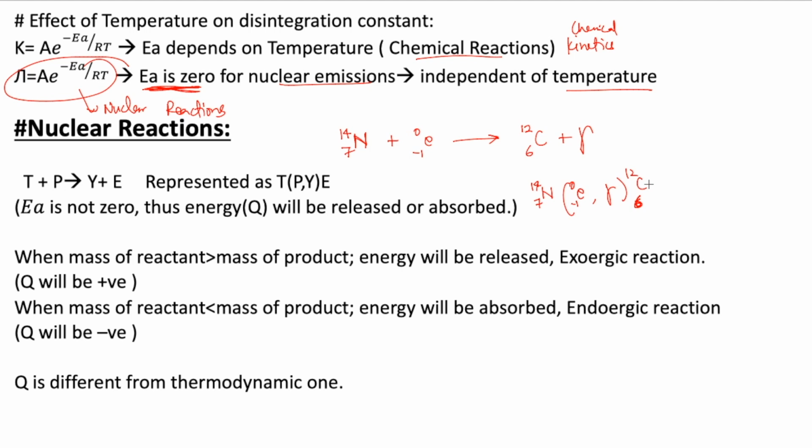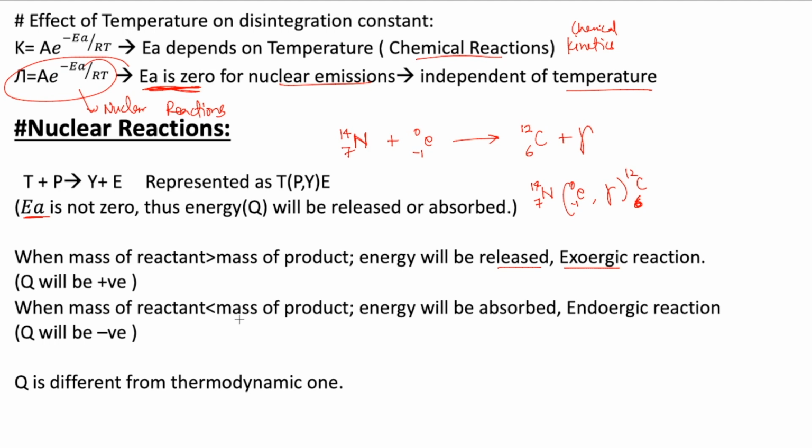This is the representation which you use to do it. So EA is not 0, thus Q will be the released or absorbed energy, okay? So Q will define the energy which is released or absorbed, because here in the nuclear reaction activation energy is non-zero. So when the mass of reactant is more than mass of product, energy will be released, and those reactions are called exoergic reactions. Here Q will be positive.